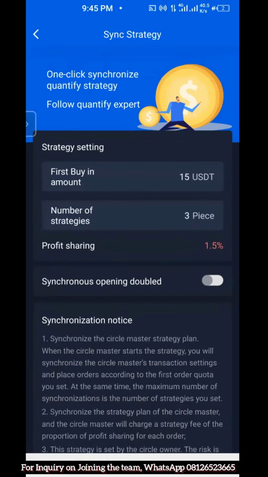Unfortunately, I don't want to sync my strategy with anybody, because I feel like my own strategy, me tweaking my strategy, my margins, earns me more profit than these guys can actually earn in a trade.